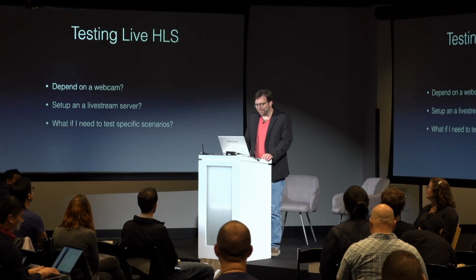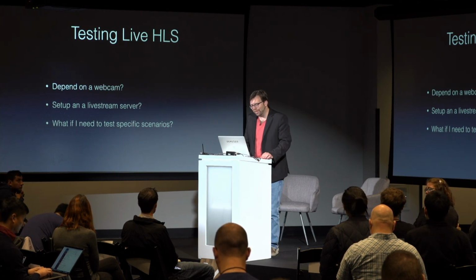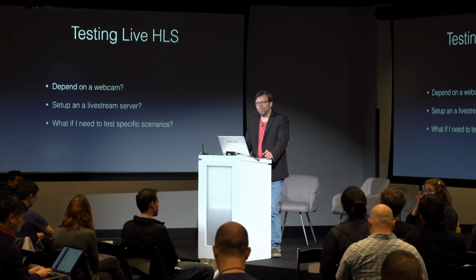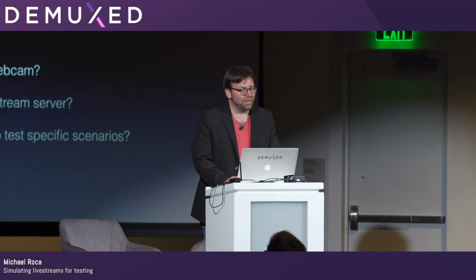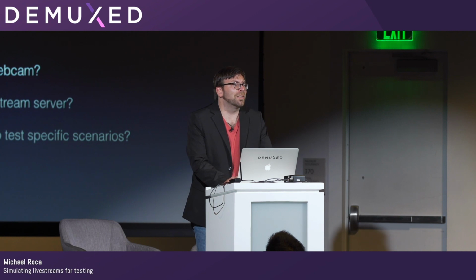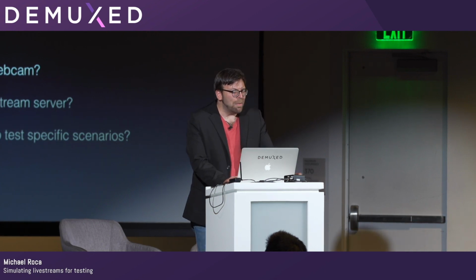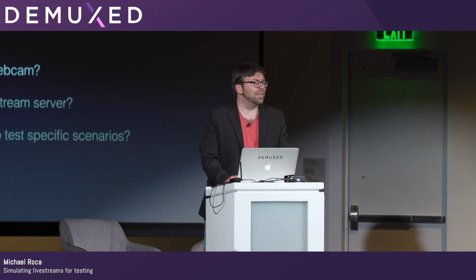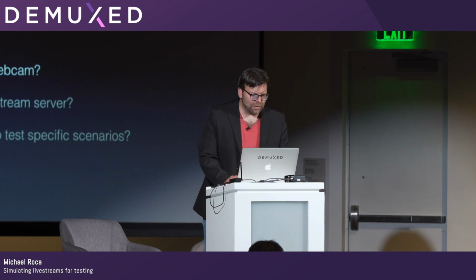Testing live HLS can be a pain. It can be a pain to get the data you need. Sometimes you'll end up with a webcam and you're staring at yourself while you're debugging a stream. I know I don't want to stare at myself for 2 hours. So you could set up a live stream server, but what if you need to inject 608 captions, or you want to test 608 in live or any other type of data? How do you do that?